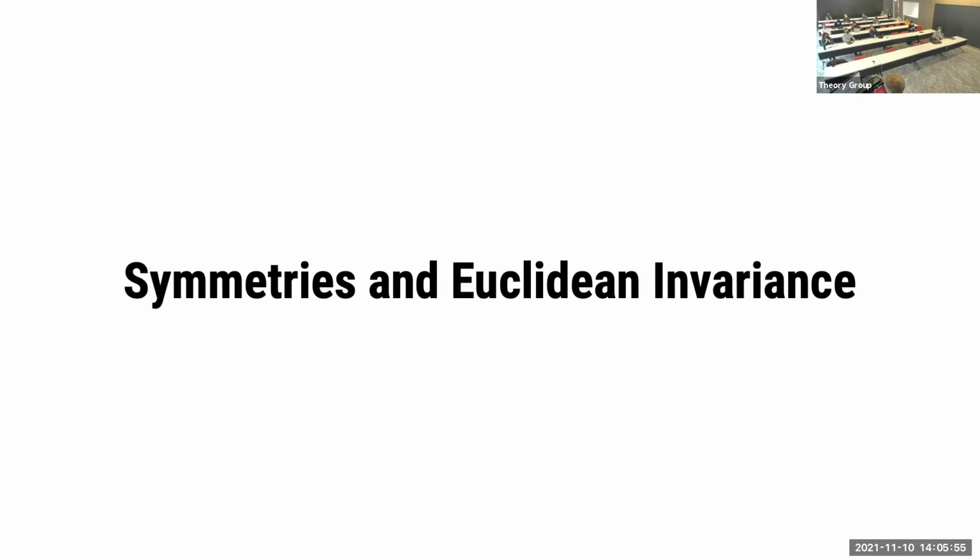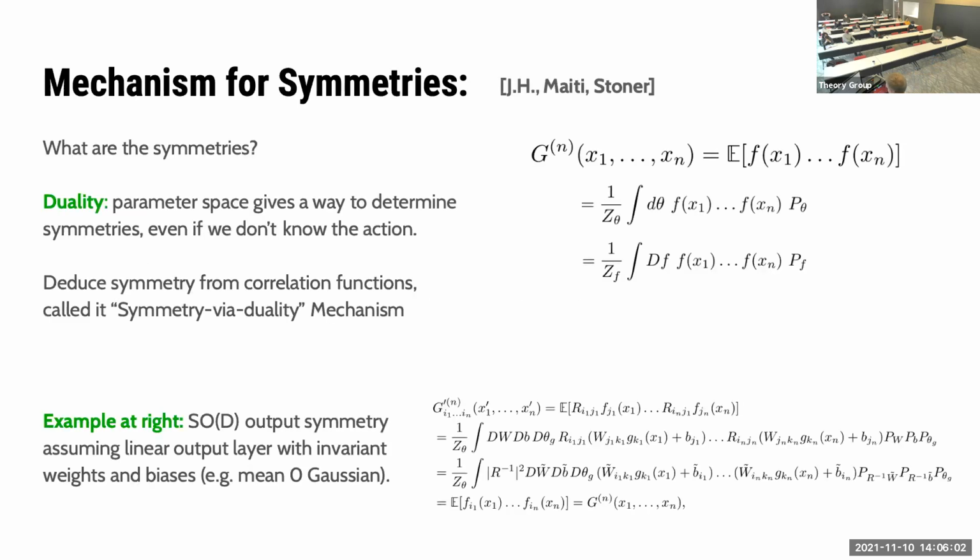But if we're trying to not do what the machine learning people do, but if we're trying to eventually do some physics, we might like to be able to get Euclidean symmetries into the game. Although they actually do that for computational chemistry, but that's another story. So the mechanism for symmetries is the following.